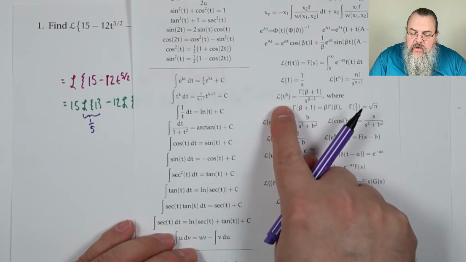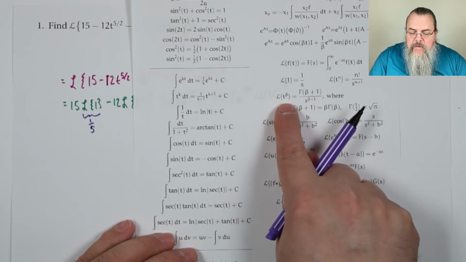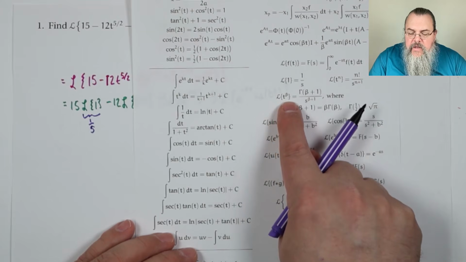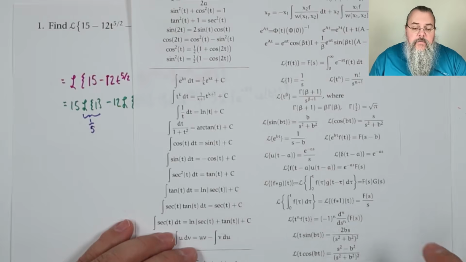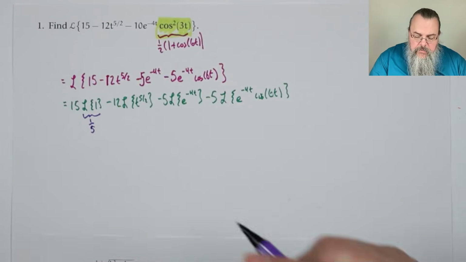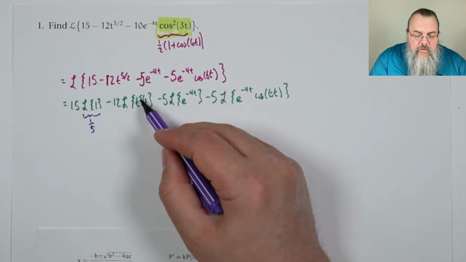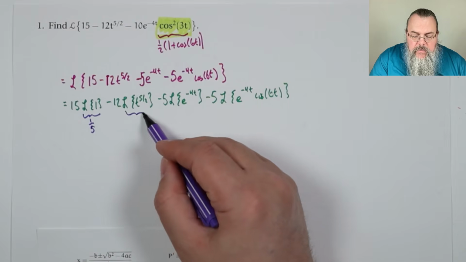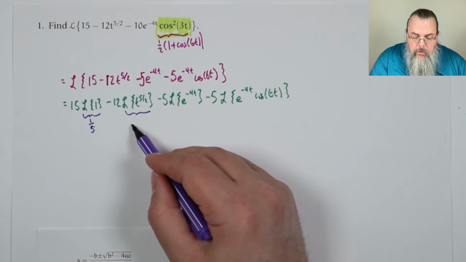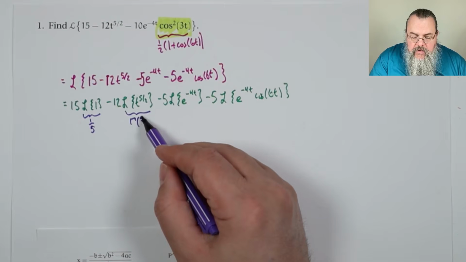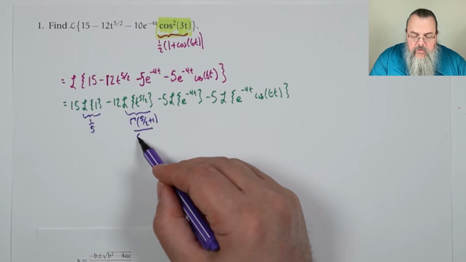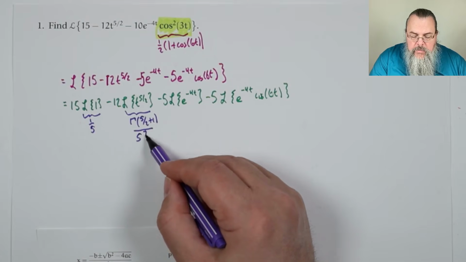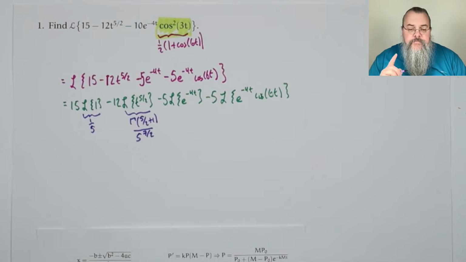How about the Laplace of t to the 5 halves? That's t to a power. Now it says the Laplace of t to the beta is this function called gamma of beta plus 1 over s to the beta plus 1. So if we just write this down, beta is 5 halves. So this part would say we want gamma of 5 halves plus 1 over s to the 5 halves plus 1, which would be 7 halves. We'll follow up more with that in a few moments.